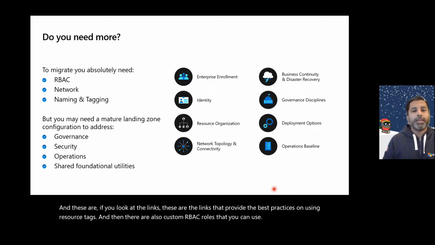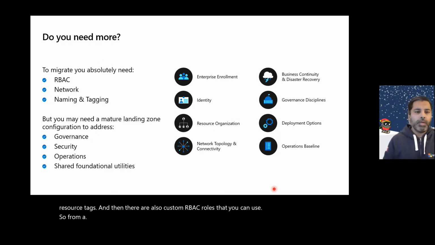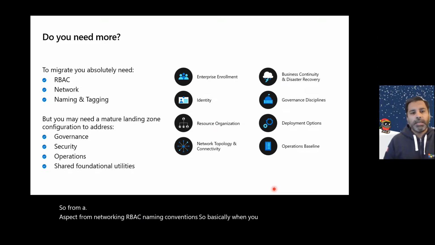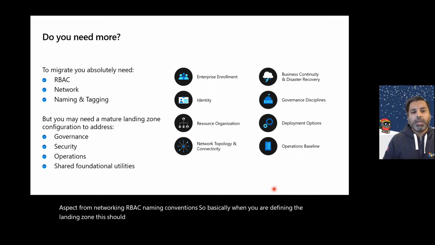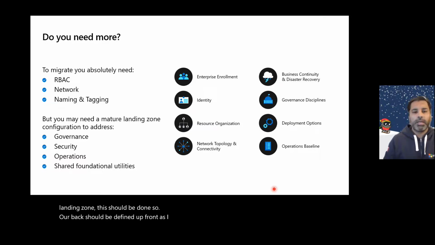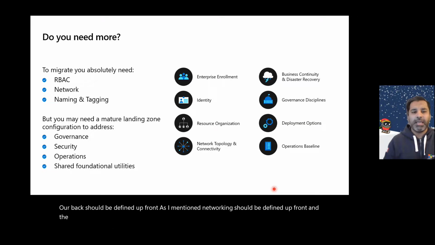So from a resource aspect, from networking, RBAC, naming conventions, basically when you are defining the landing zone, this should be done. RBAC should be defined upfront. As I mentioned, networking should be defined upfront, and the naming and tagging should be defined upfront.